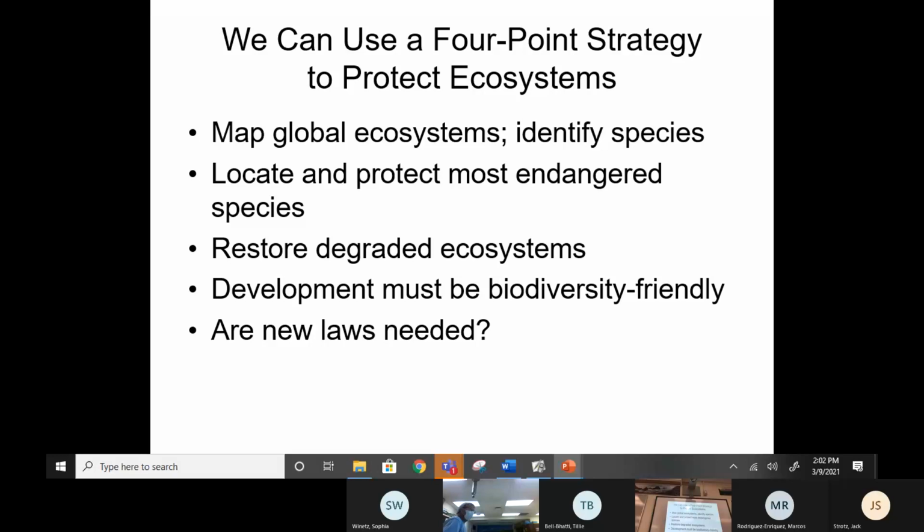A 4-point strategy to protecting ecosystems. Notice the first one, really the first 2, are about finding what's there, and then basing our protections on what we learn from making more accurate maps, on identifying what's there, locating which ones are endangered. And then we can take action. We have to get information before we can take action, though, huh?